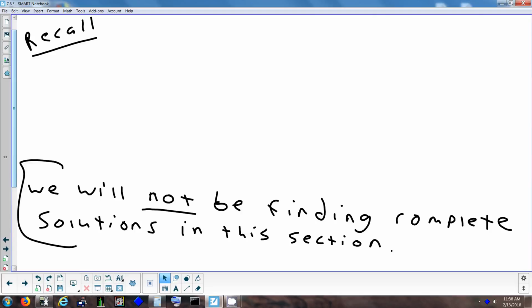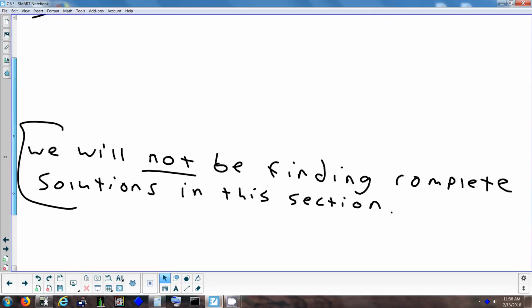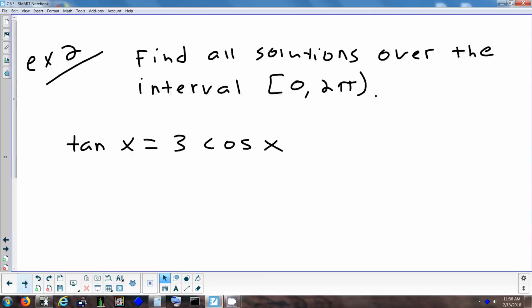Okay, so we are not finding complete solutions. Any questions on that? So what does that mean? You don't need to put on the answer? You do not put the period plus period times n. We're not doing that in this section. I'm only asking you to find the answers from 0 to 2 pi because that's already hard enough. Okay.